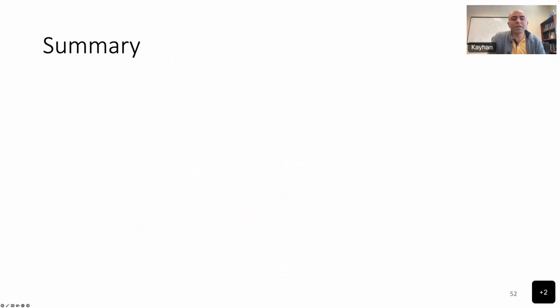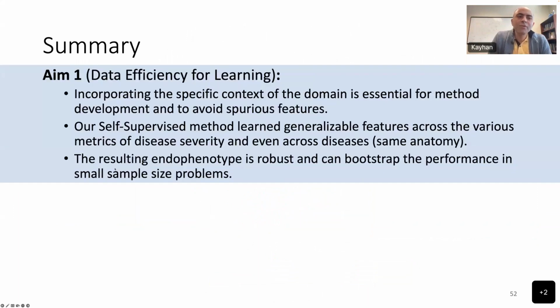So let me summarize the first part of my talk. The first part was about our first aim: how can we incorporate the specific context of the domain that is essential for method development in order to block the shortcut, block learning spurious features, and construct features that are generalizable and can be used to characterize multiple aspects of the disease simultaneously. We also show that such an approach can gain data efficiency by transferring the problem to another domain, another disease, although the same anatomy and same data modality, and bootstrap a small sample data set.